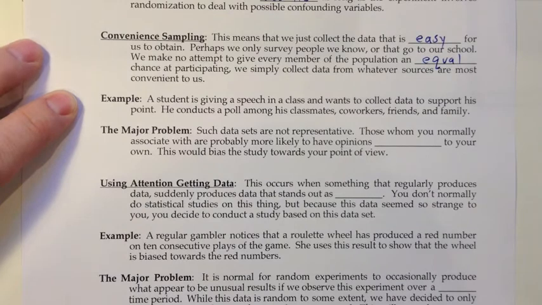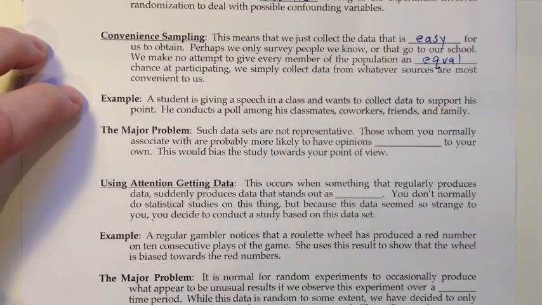So an example would be that a student's giving a speech in a class and they want to collect data to support his point. So he just conducts a poll among his classmates and his coworkers and his friends and his family. And the major problem is that such data sets are not representative. Those whom you normally associate with are probably more likely to have opinions similar to your own, and this would bias the study towards your point of view.